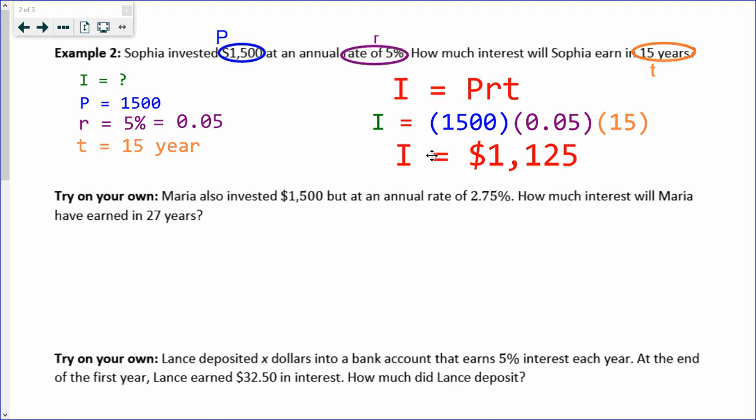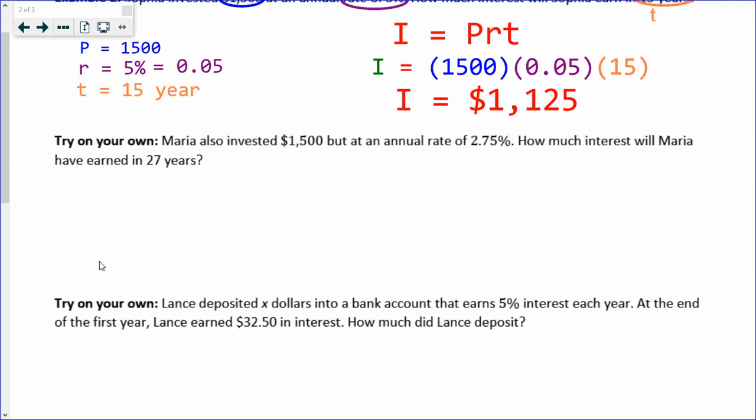Now you guys are going to try it for Maria, who does the exact same thing, except she has a different interest rate, and she did it for a different amount of years. See what she'll earn if she invests the same amount of money. You're also going to try on your own with Lance, and see how much Lance deposited.